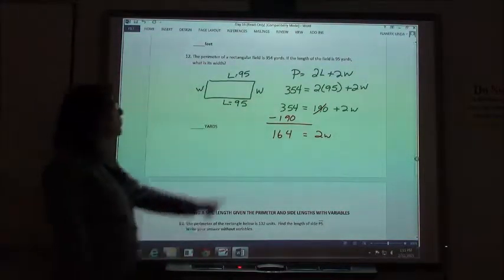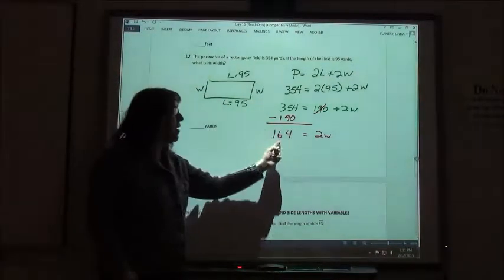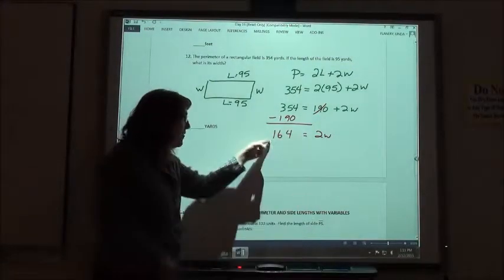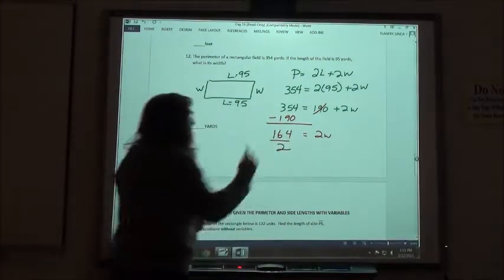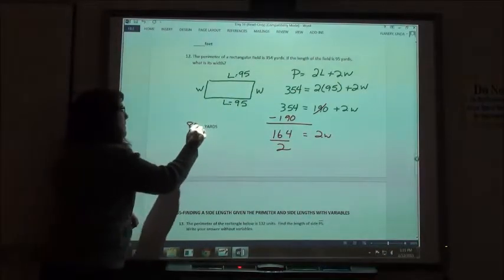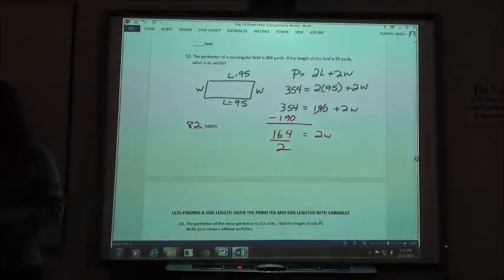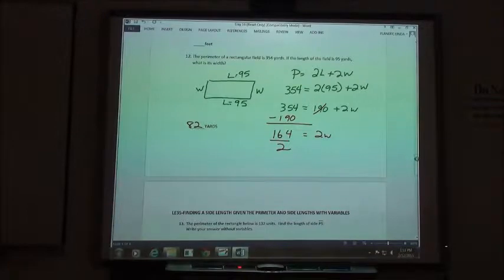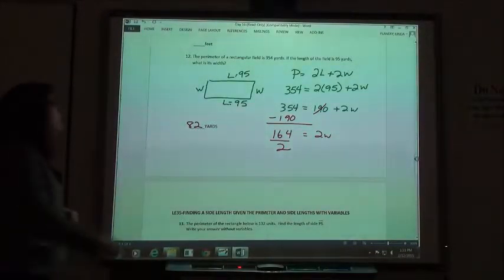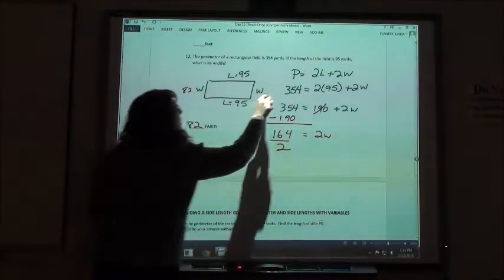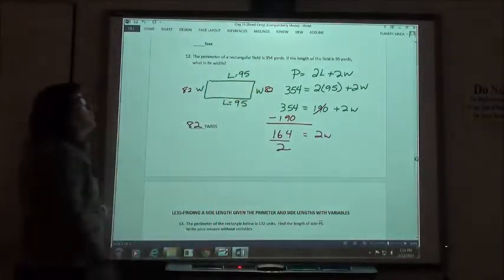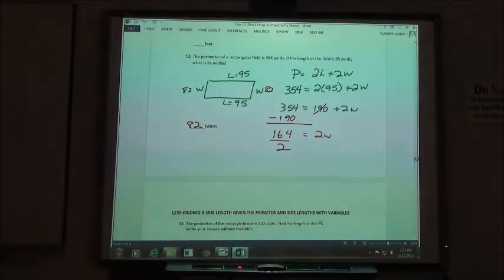164. So we have 2 sides left. We want to find out what one of them is. We end up having to divide by 2, right? 164 divided by 2 is 82. So these 2 sides are 82. These 2 sides are 95. And if you found the distance all the way around the outside, you get 354.